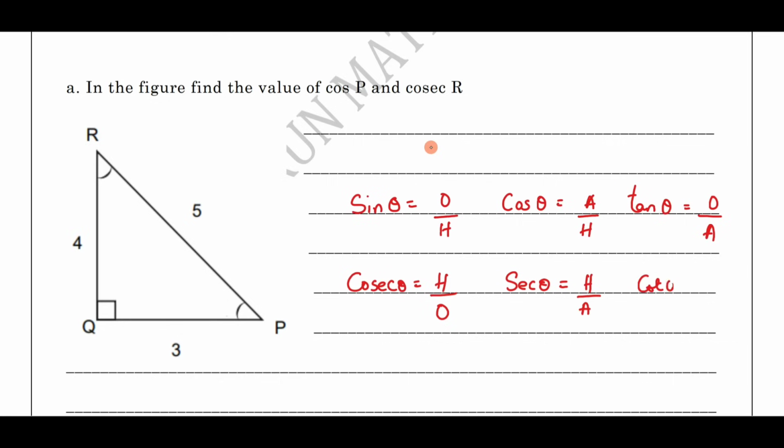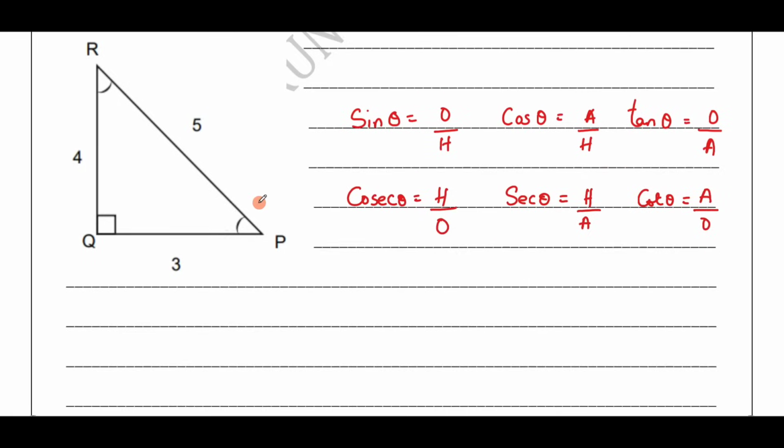Next, cot theta is adjacent by opposite, the reciprocal of tan theta. Try to learn the ratios first, and with respect to which angle you should find out the ratios. You can do it very simply.